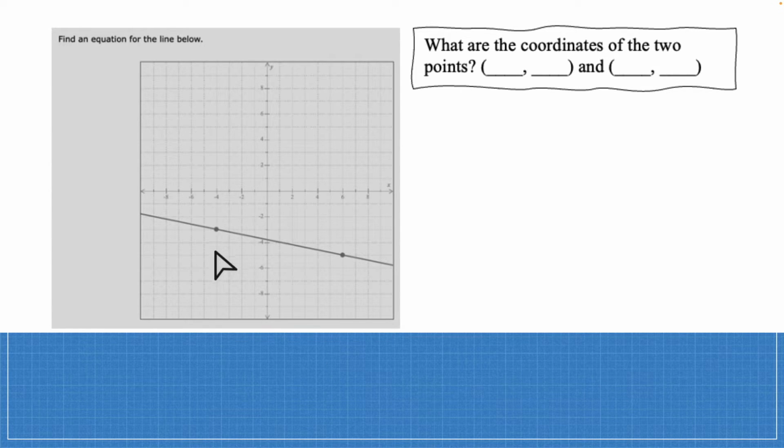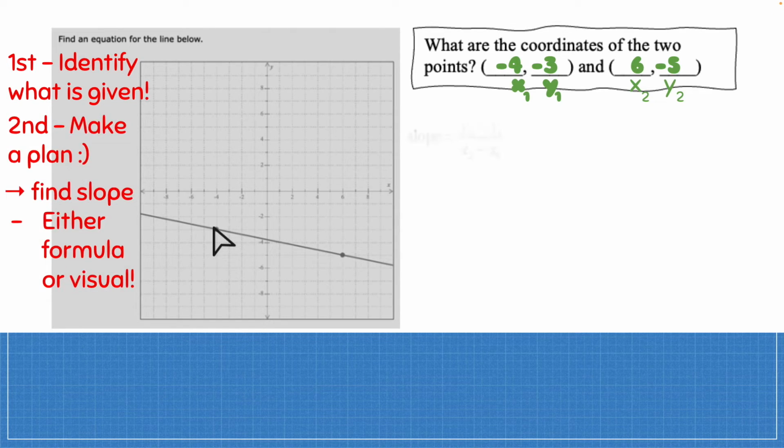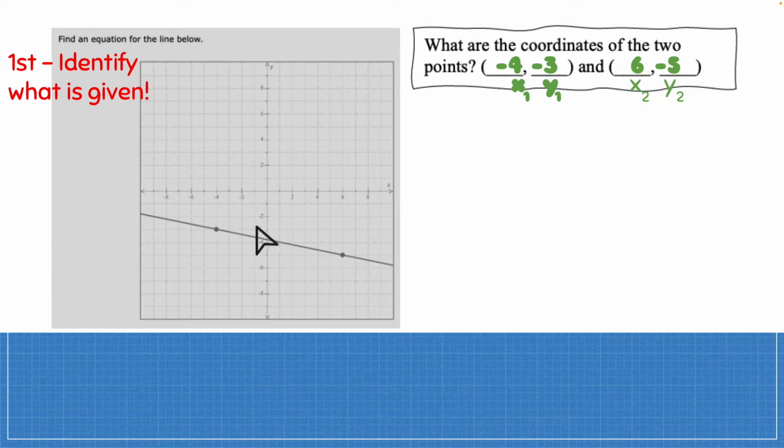So I have -4 and -3 with this one. So remember, you go right or left first. So it's -4, and then I go down, -3. And the second point is +6, sorry, we went right, +6 and -5. So I can see my points here. So now that I've identified what's given to me, even though it was visually given, it was still given.